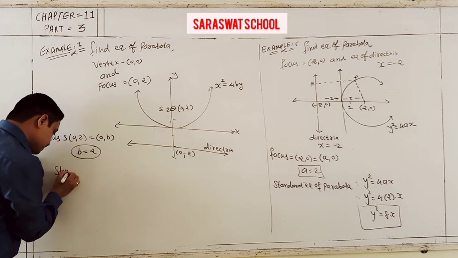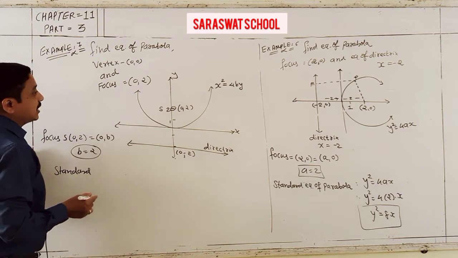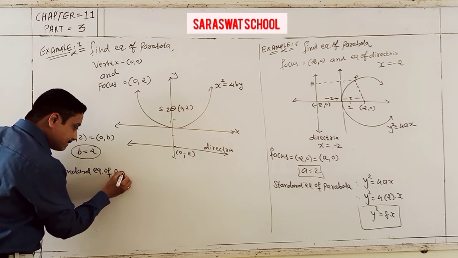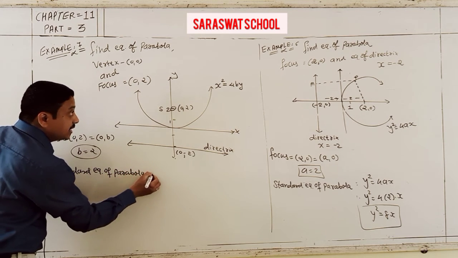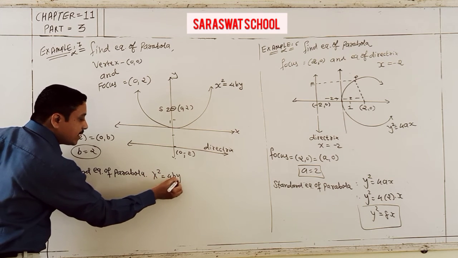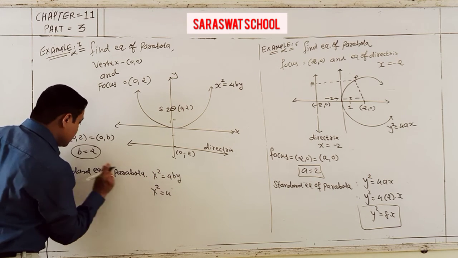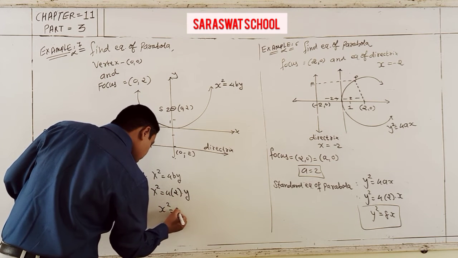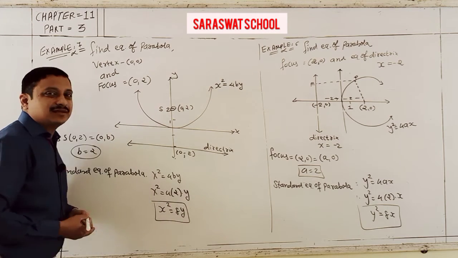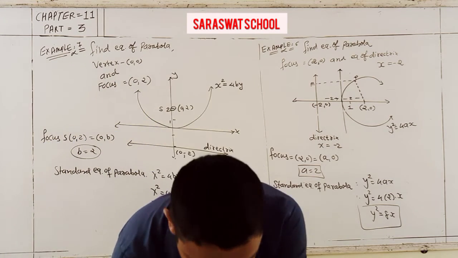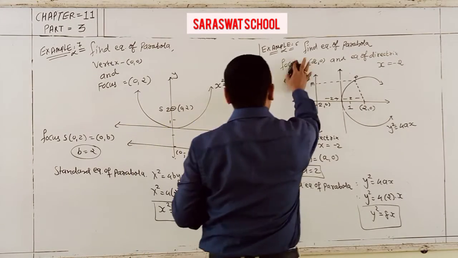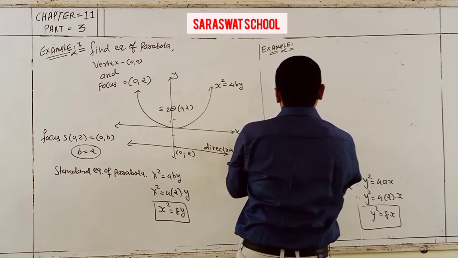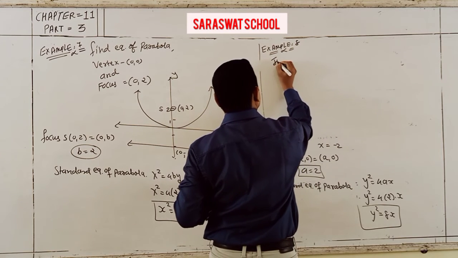So standard. Yes, our answer is the standard equation of parabola, that is x square is equal to 4by. x square is equal to 4b y. b is what? 2. So x square is equal to 8y. And that simply, easily your answer is done, students. Now going ahead, example number 8. Example 8 is an important question.